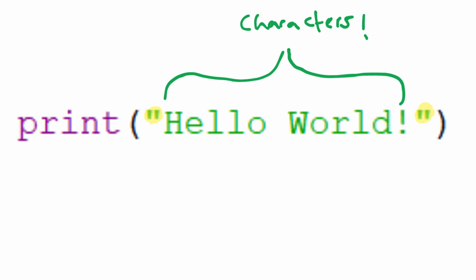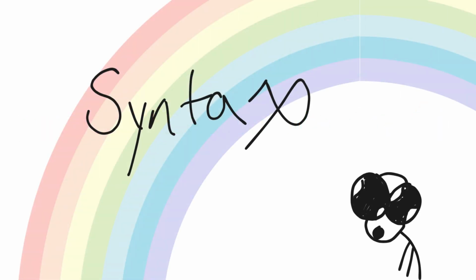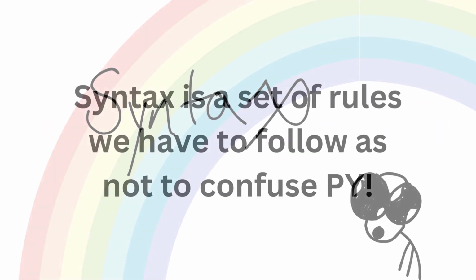Now, please pay attention to this, because this is where a lot of people will lose marks. When you say print, hello world, notice there's quotation marks. And those quotation marks are important because I am telling PY to print letters, not numbers, which is the default. So we have to add those quotation marks as if somebody was talking, like in English. And this is because we have a syntax, which is a set of rules we have to follow so as not to confuse PY.